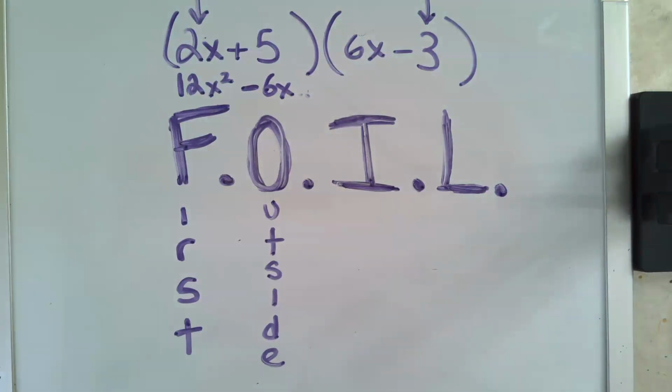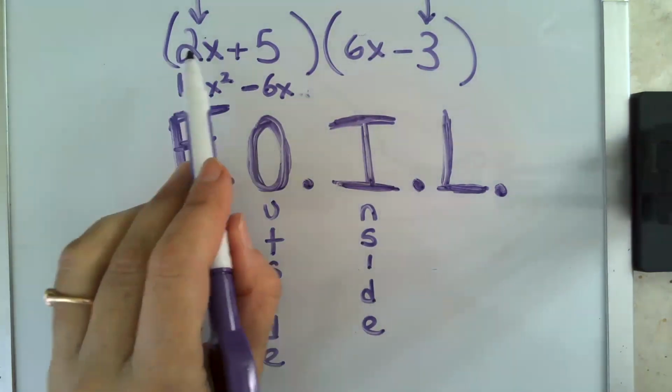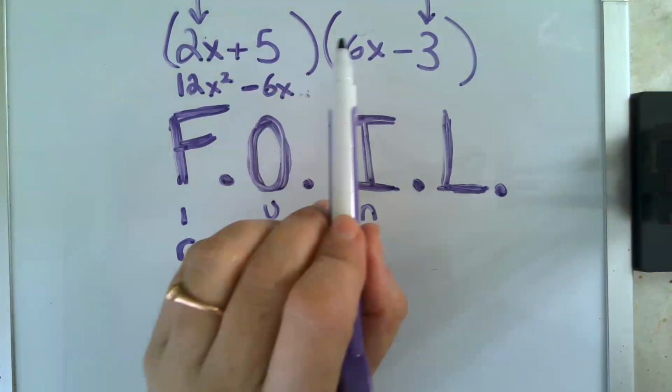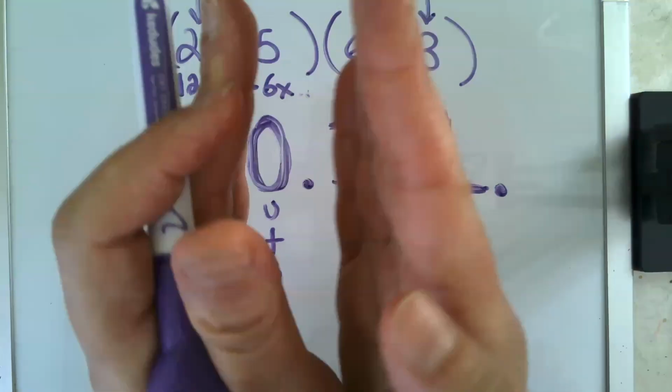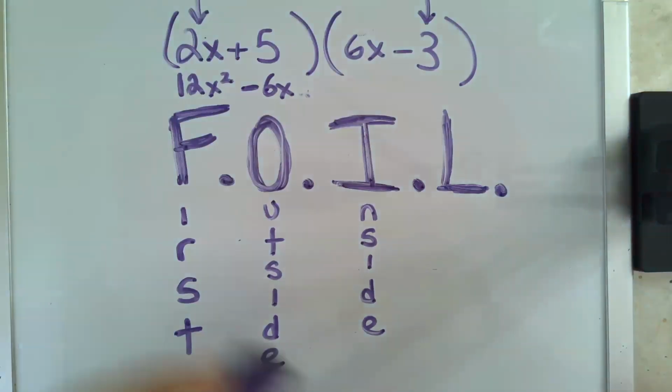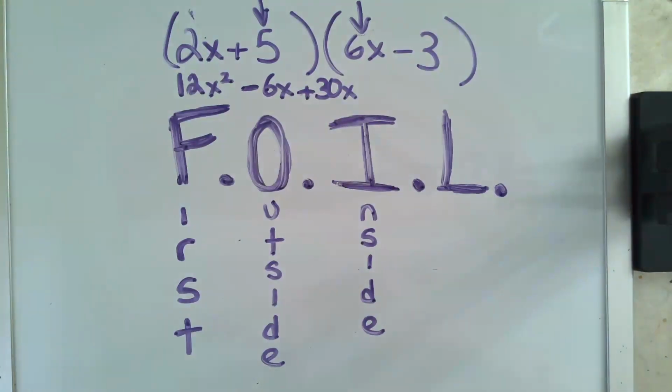The I stands for inside. And so again, in our continuum of 4 terms here, these are the 2 terms that are on the inside of this system. So that's the 5 times the 6x, which is plus 30x. And finally, the L stands for last, and that means the 2 last terms in each of our parentheses. So that would be the +5 and the -3. So +5 times -3 is.